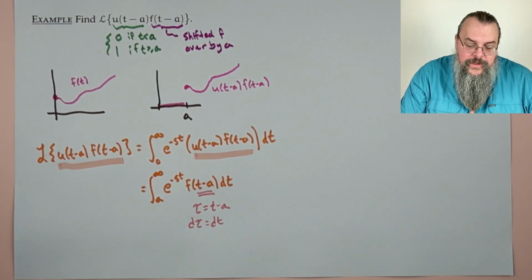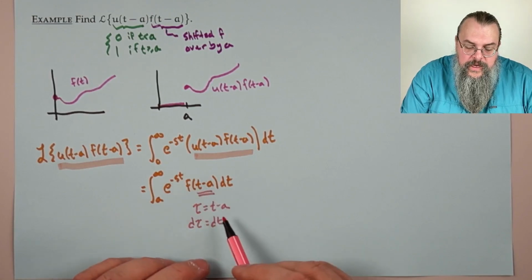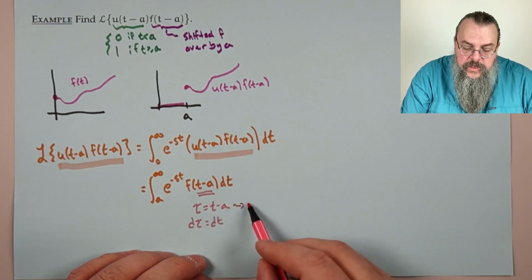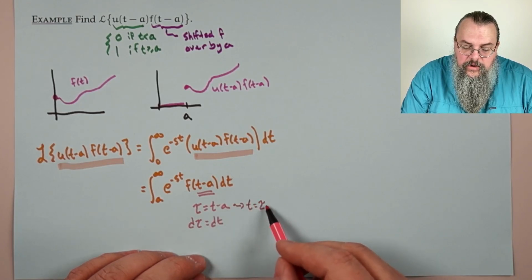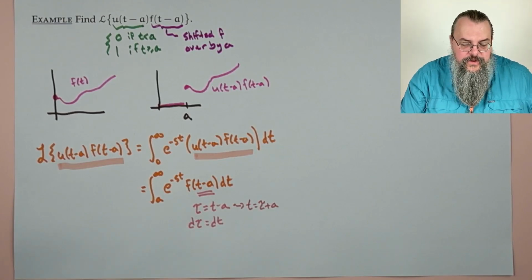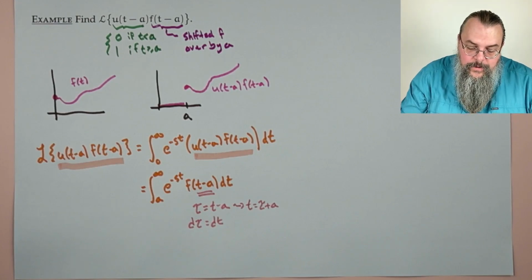All right, so that really just leaves us with this one place. And for that, we'll say, look, we can solve for t. So t is tau plus a. All right, so we have our substitution. Let's go ahead and carry that substitution out, and let's see what we have.